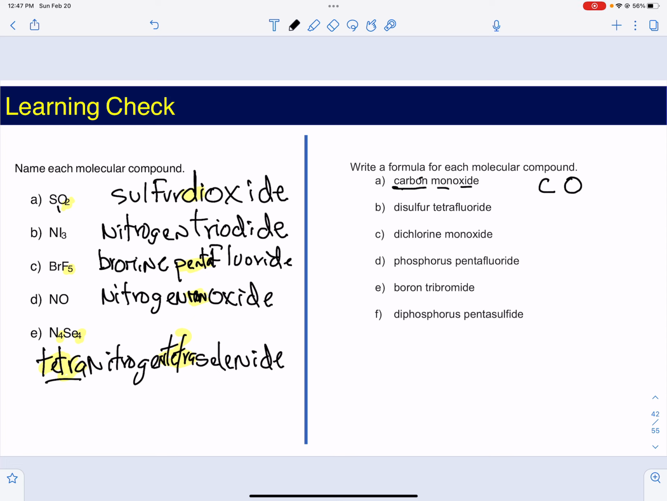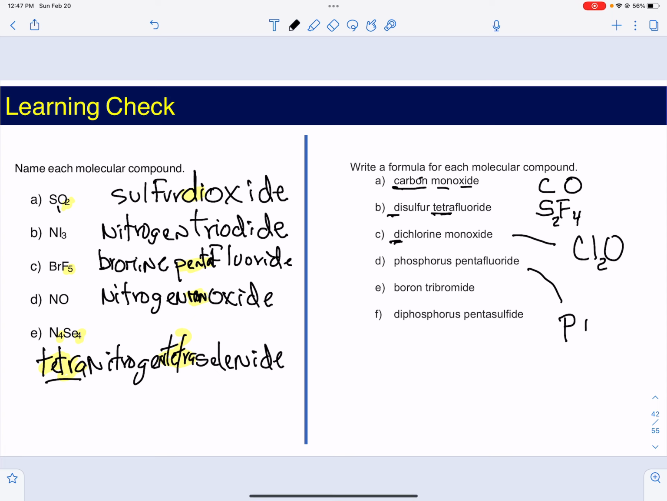The next one is sulfur, disulfur tetrafluoride. So I know I have sulfur and I have fluorine. I have 2 sulfurs and 4 fluorides. Chlorine, dichlorine monoxide, chlorine and oxygen. I have 2 chlorines and only 1 oxygen.